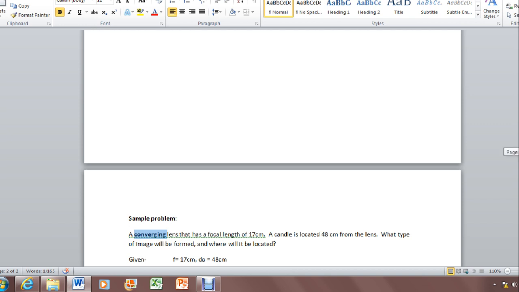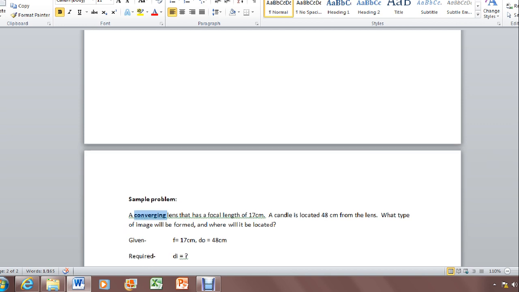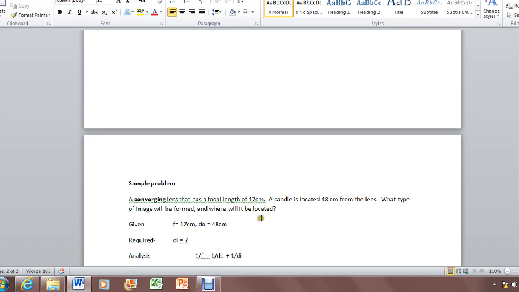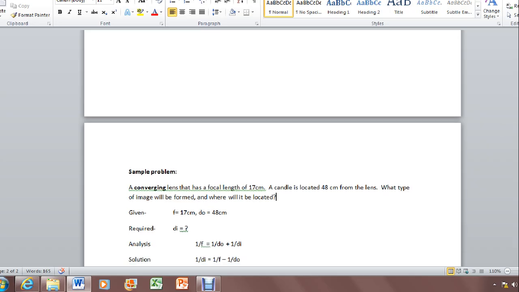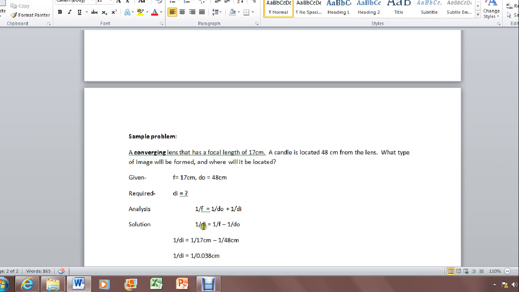All right, so what we're looking for here, or what's required, is DI, or the image distance. So we want to know where that's going to show up in relation to the lens. All right, so here's our equation, 1/F = 1/DO + 1/DI. And the trouble is we're going to have to rearrange this because we're not solving for F, the focal length. We're looking for DI. So we're going to have to take away 1/DO from 1/F in order to set that up properly. All right, so now that we've got that set up, here's our 1/DI = 1/F - 1/DO.